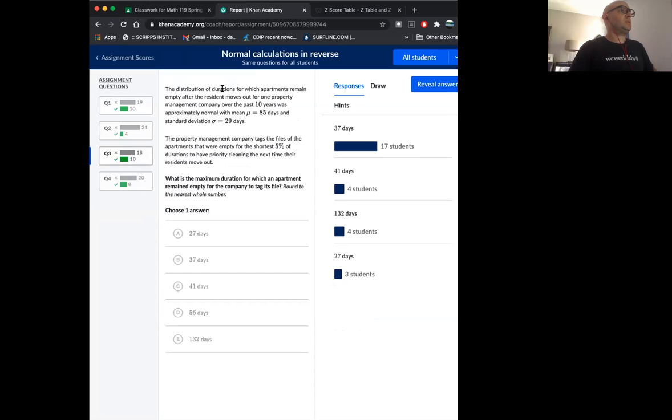So the distribution of durations for which apartments remain empty is approximately normal. Okay, so we can use the bell curve with mean 85 and standard deviation 29 days. They want to tag the files of apartments that were not empty for a very long time so that they can clean them out faster. But those are like urgent apartments. What is the maximum duration for which an apartment would need to remain empty for the company to tag its file?